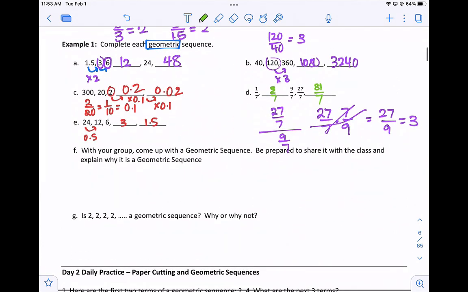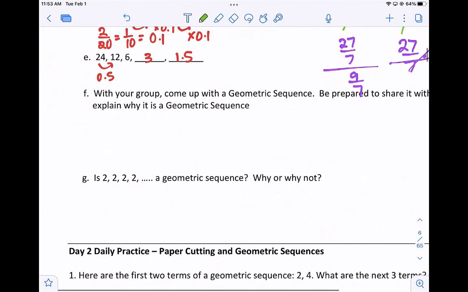Okay? With your group, come up with a geometric sequence, share it with the class. Is this a geometric sequence? You could argue yes. The common ratio is 1. We're multiplying by 1 every time.